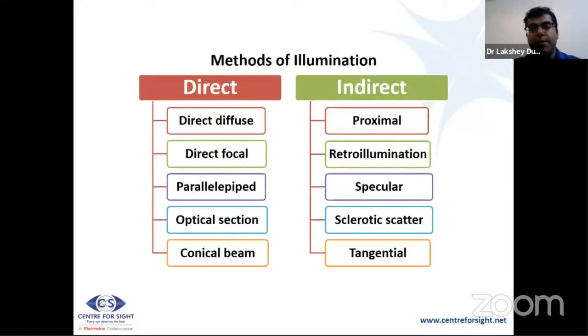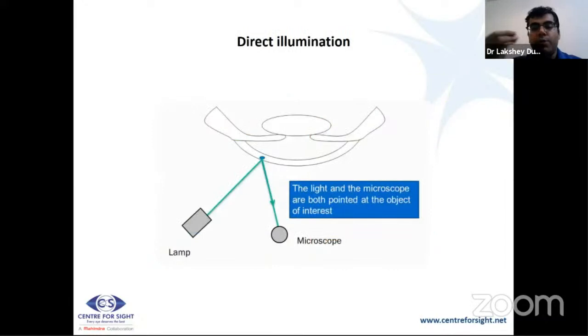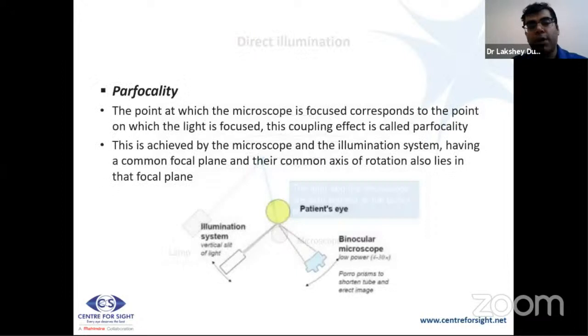Methods of illumination are basically two types: direct illumination and indirect. Direct illumination is when you illuminate a point and observe the same point. The point of illumination is the same as the point of observation. This is called parafocality. This can be adjusted by a defocus knob, which will cause loss of parafocality and helps in indirect illumination.